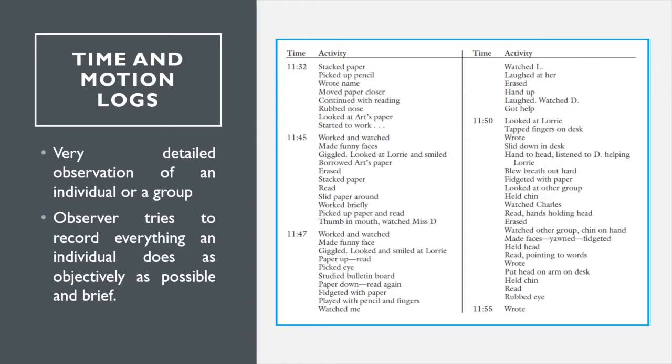Next is time and motion logs. It is a very detailed observation of an individual or a group. The observer tries to record everything an individual does as objectively and briefly as possible. In our example, the first column is the time, and the second column is the activities done by the person.